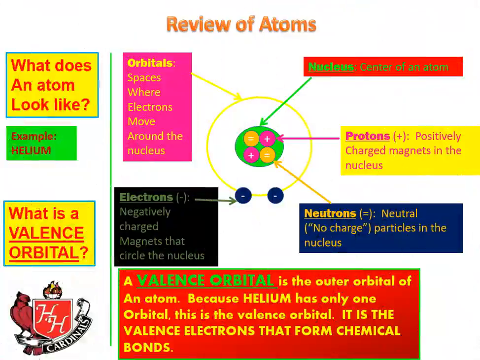So let's look at the structure of an atom. If you see in the center there's a green kind of a circle, and that's the nucleus. And the nucleus contains protons, positive charges, and neutrons, neutral charges.